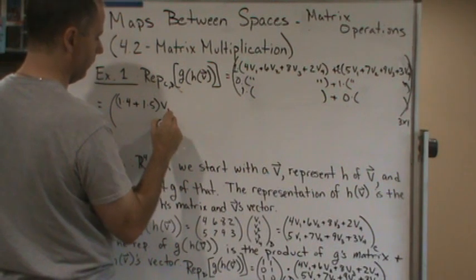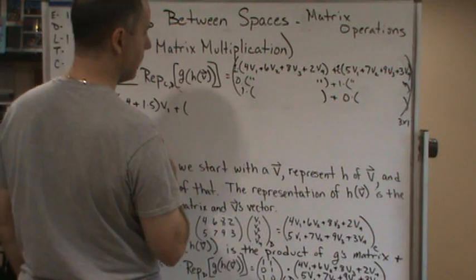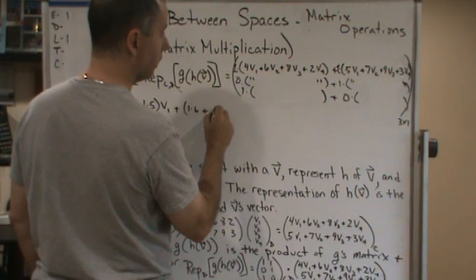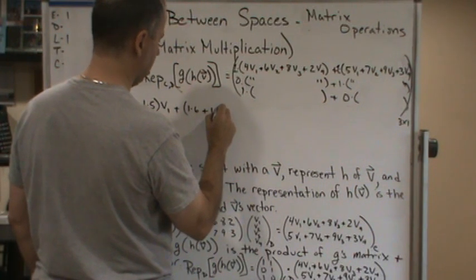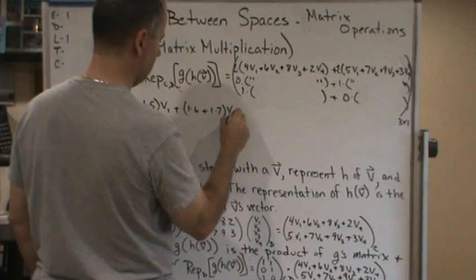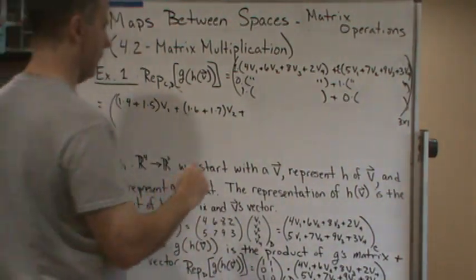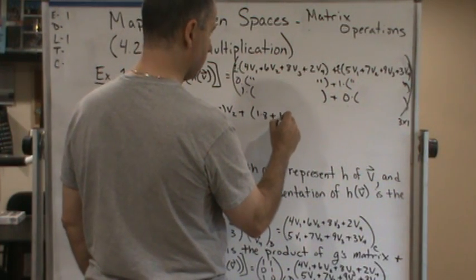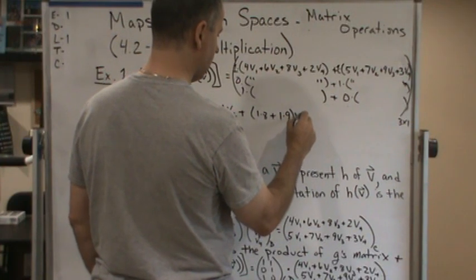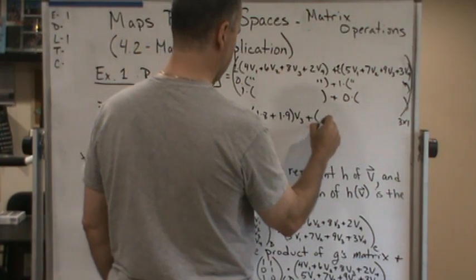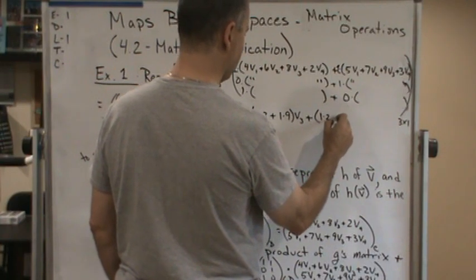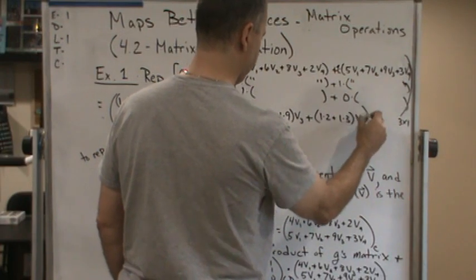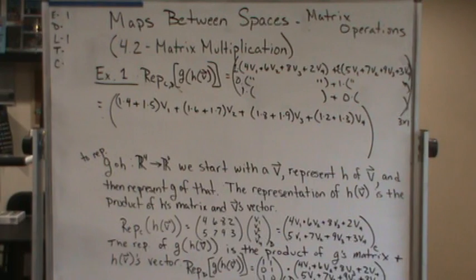times V1 plus, now I'm going to do 1 times 6 plus 1 times 7, and then plus 1 times 8 plus 1 times 9 times V3 plus the quantity 1 times 2 plus 1 times 3 times the quantity V4. Okay, so that's that. So I just regrouped them.